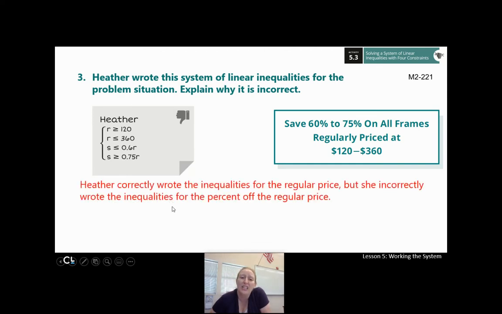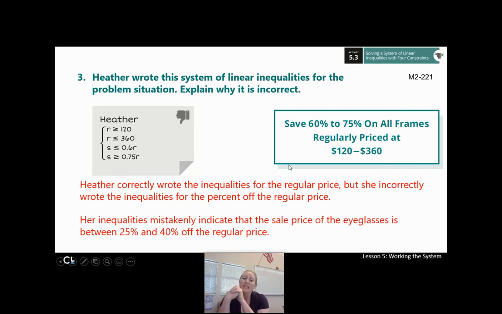Oh, so Heather correctly wrote the inequalities for the regular price, but she incorrectly wrote the inequalities for the percent off the regular price. Because remember, we're not paying 60%, we're getting 60% off. We're not paying 75%, we're getting 75% off. So we're actually paying 40% to 25%. So her inequalities mistakenly indicate that the sale price of the eyeglasses is between 25% and 40% off the regular price. So she just got a little backwards. It's an easy mistake to make.